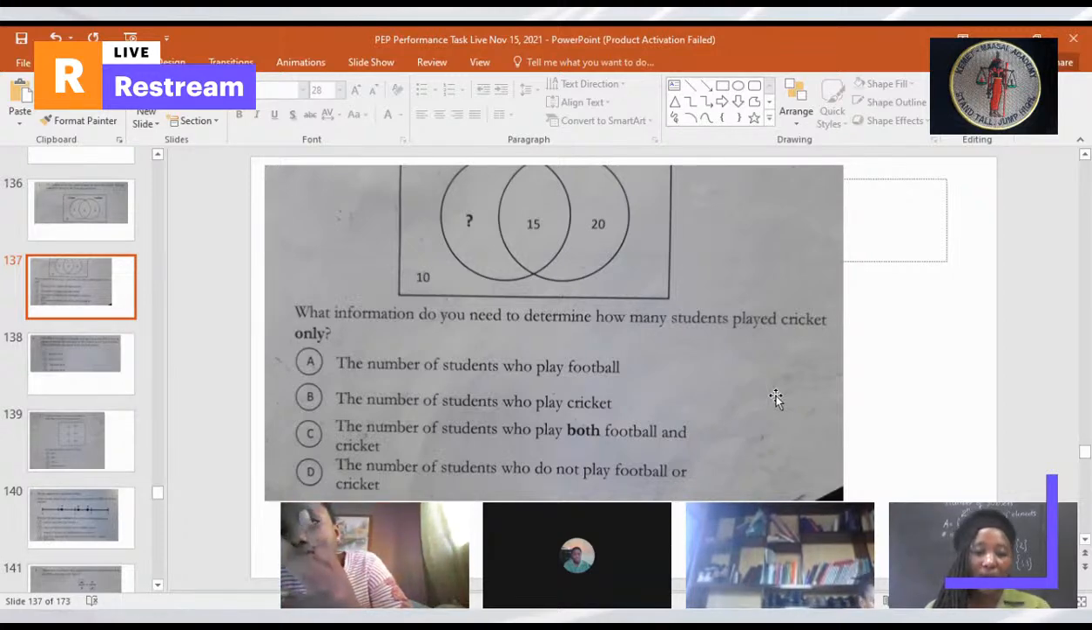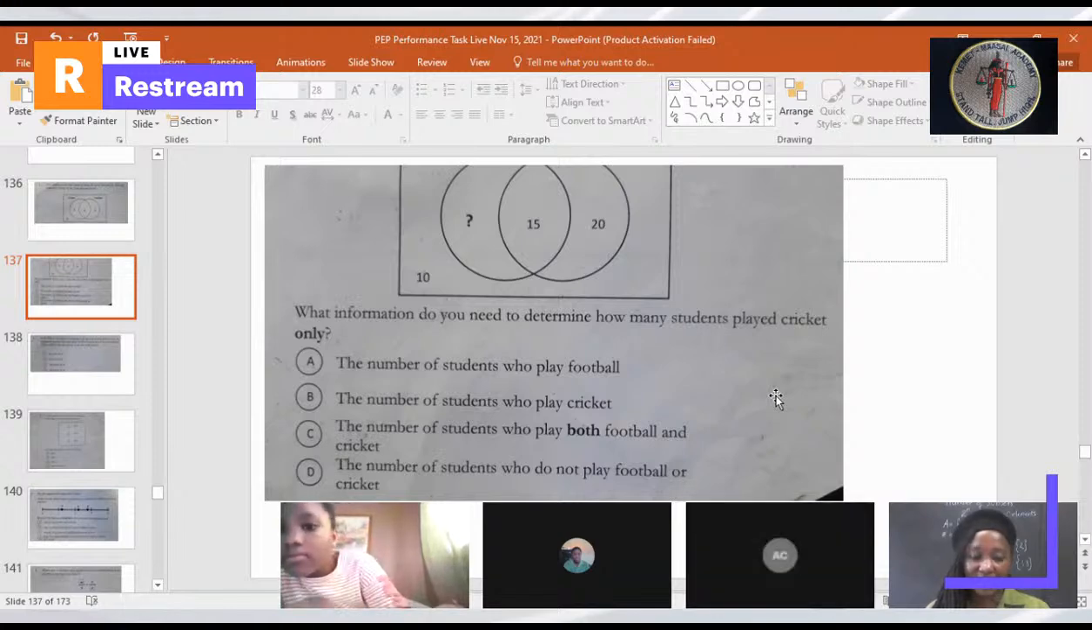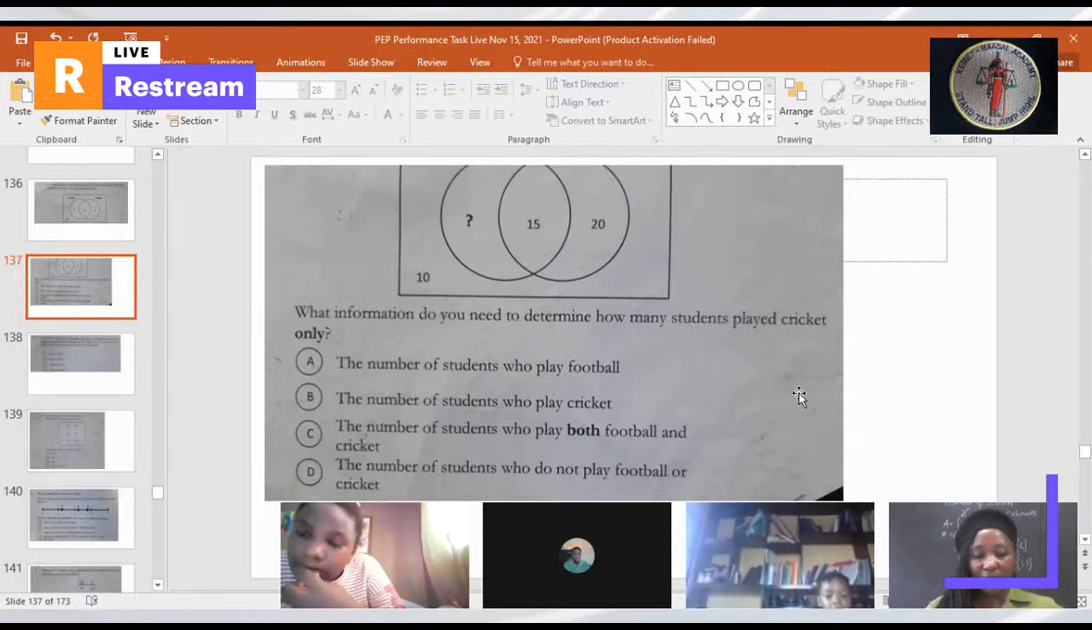It says, what information do you need to determine how many students played cricket only? And that's where they have the question sign in the circle for cricket only. Which one of these would you need? A, the number of students who played football, B, the number of students who play cricket, C, the number of students who play both football and cricket, or D, the number of students who do not play football or cricket. Let me read those options again.